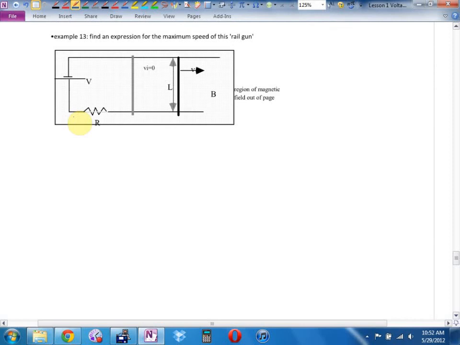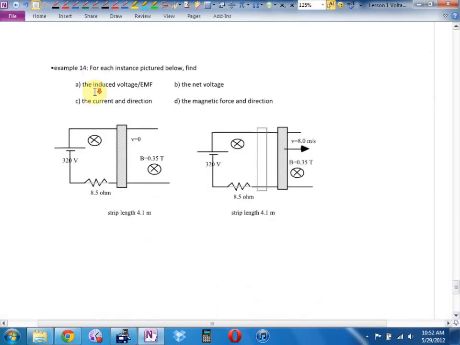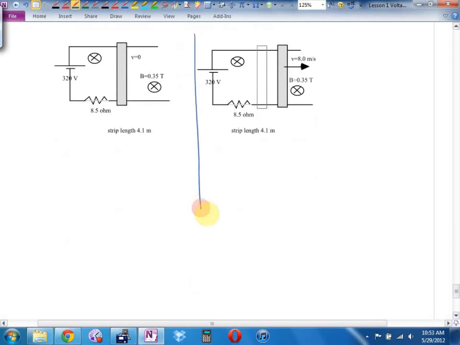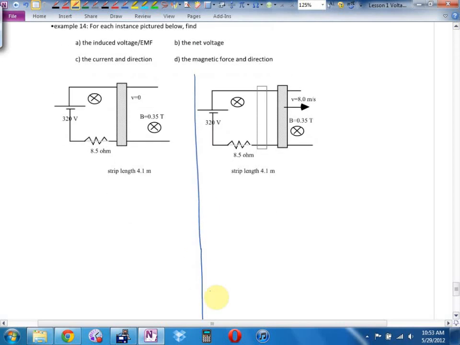Example 13 says, find an expression for the maximum speed of this railgun. I would totally love to, but instead we're going to go to example 14. I'm pressed for time. It says, for each instance below, find the induced voltage EMF. Okay, let's draw a line down the middle of the page here. So the induced voltage, BLV.